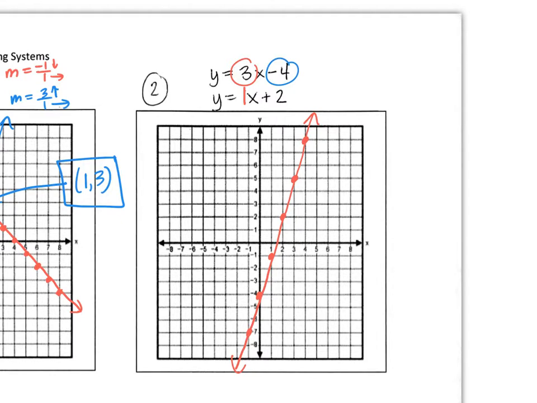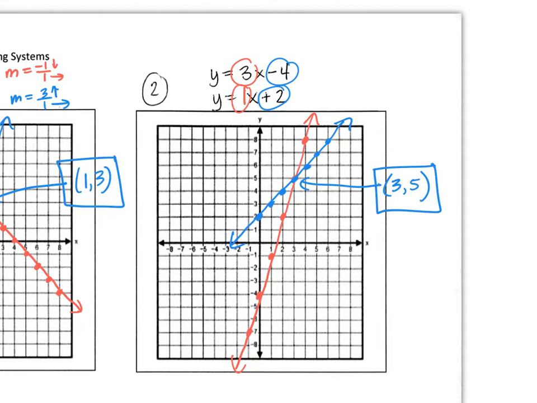On the second one, our slope is 1, which is the same as 1 over 1. Y-intercept is +2. So start at 2, I'm going to go up 1, right 1, up 1, right 1, up 1, right 1, and I see my answer. Let's connect this, make our line. Here's where they intersect, and that is 3, 5. That's our answer.